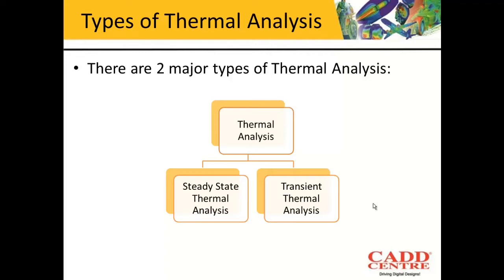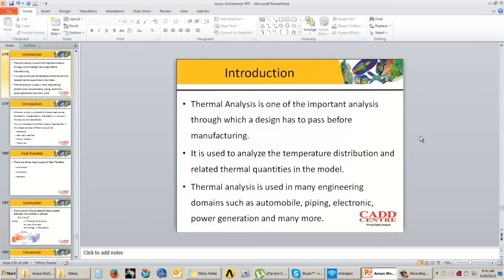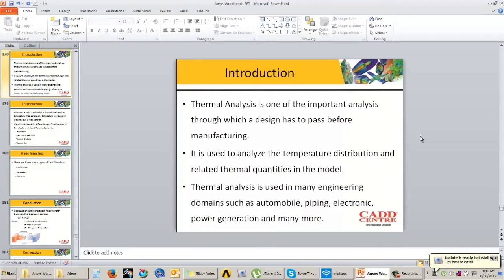And transient thermal analysis is that type of analysis where the temperature acting on the body varies with respect to time. We will be seeing both types when we solve the problems. So this is about thermal analysis. We have understood the basics of thermal analysis. What is thermal analysis? Why are we performing thermal analysis? What are the outputs that we can calculate when we perform thermal analysis?